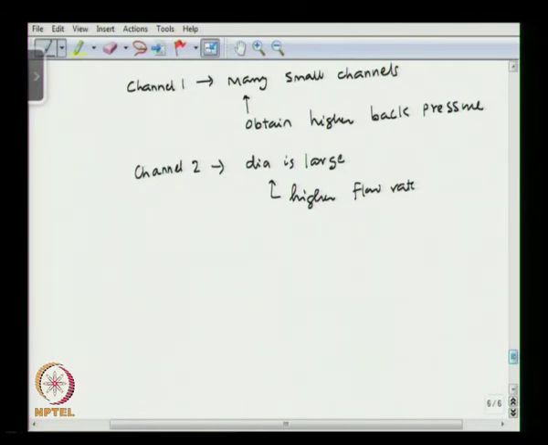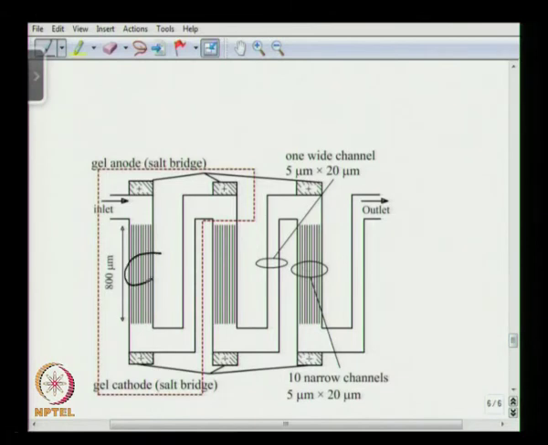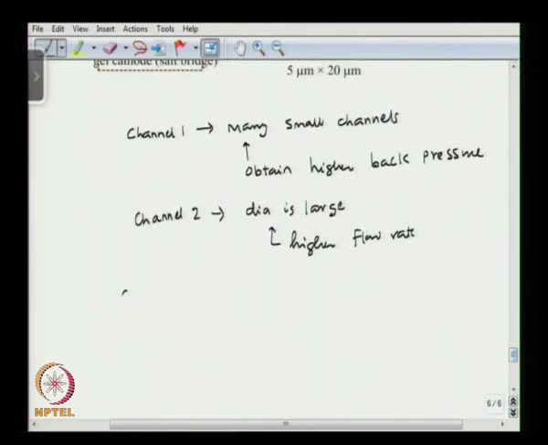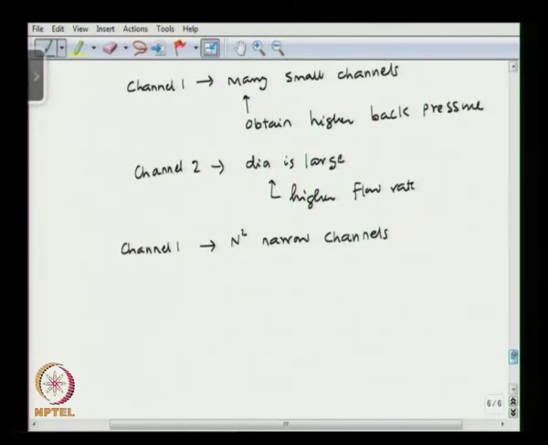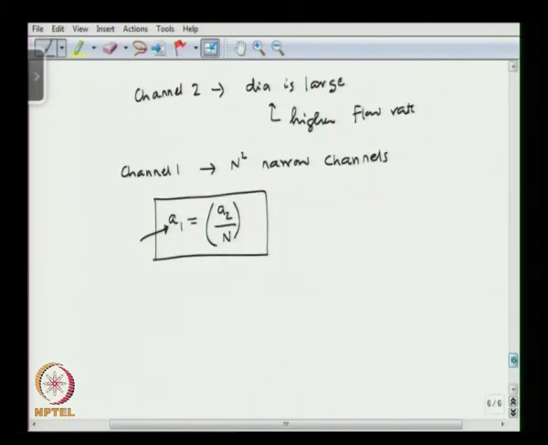So, let us say we have divided part 1 into n square channels. There are n square different parallel channels here. So, channel 1 has n square narrow channels. So, we say that A1 equal to A2 divided by n. So, the width or the size of the channel in part 1 is 1 over n times the size of the channel in part 2. So, if we go back to our definition of the size ratio, alpha is A1 over A2, that is going to be 1 over n.